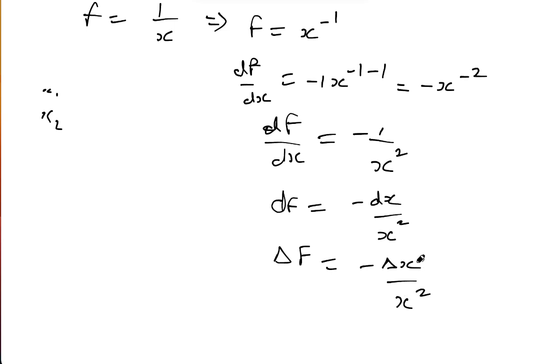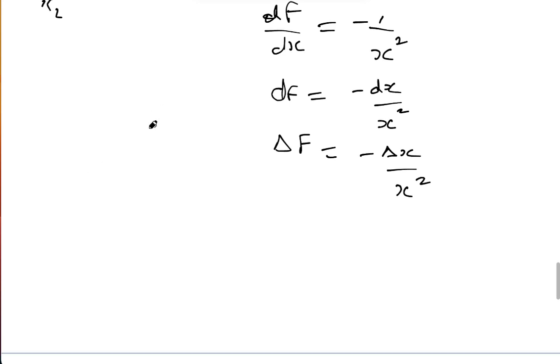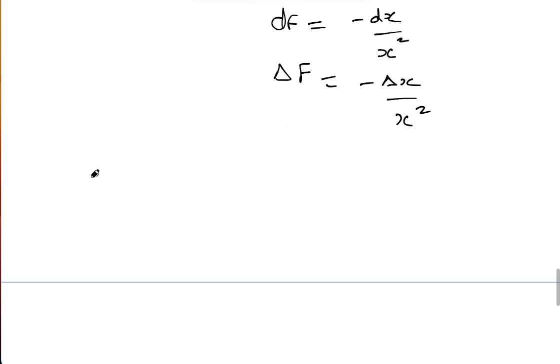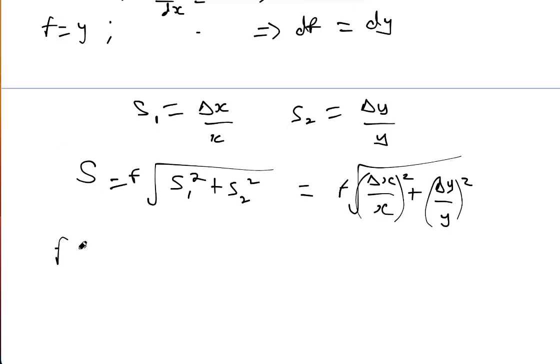So you know the error in x, and then you know the value of x. So you can divide them in this manner, ignoring the minus. That will give you the error in f. Now, what if this function is dependent on more than one variable? What if f equals x over y?